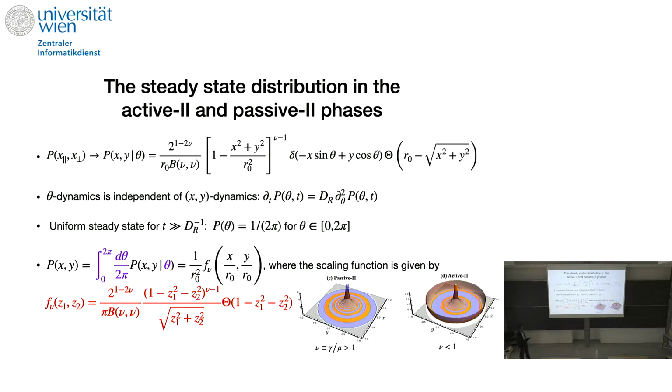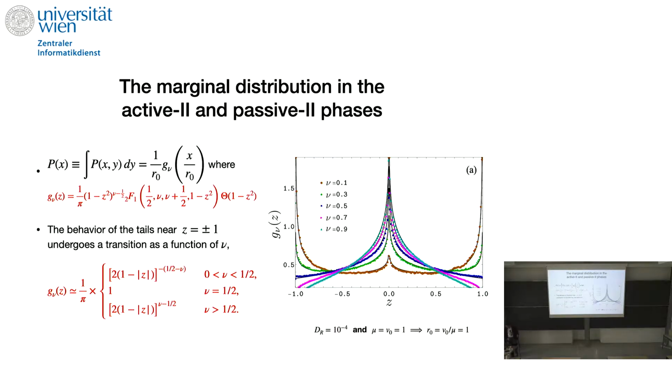and where this is your scaling function. And you see that there is a divergence at the center for both cases, active and passive. Active and passive are determined by whether nu is greater than 1 or nu is less than 1. So this divergence is present in both active and passive cases. And you can also look at the marginal distribution, where you average over the other variable.